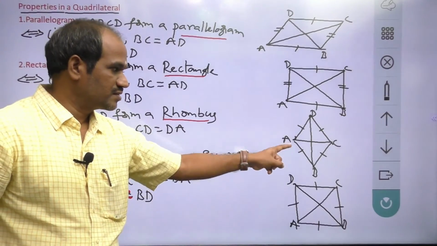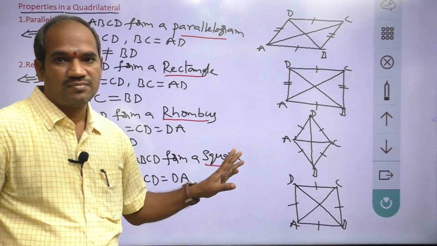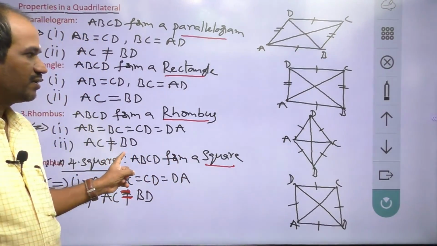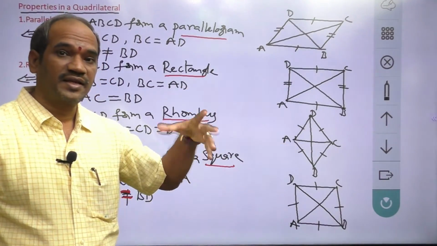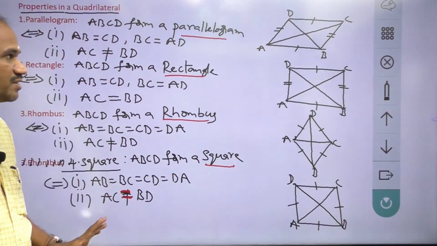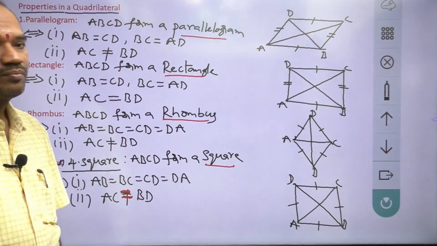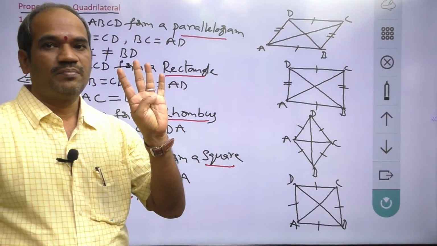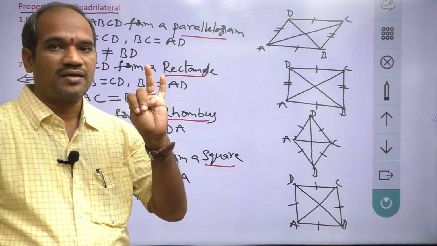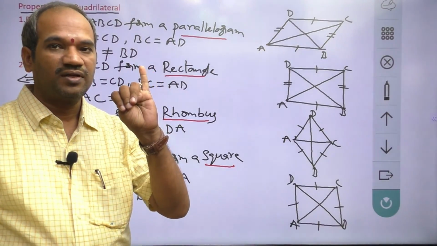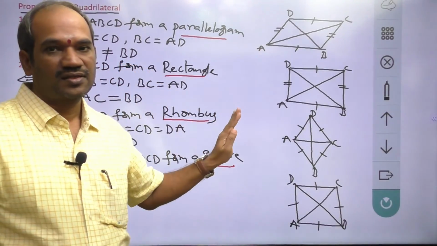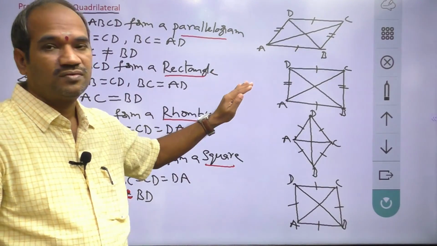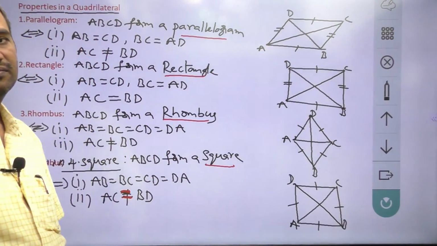In the difference between square and rhombus, the first property is the same. The second property: if the diagonals are not equal, it forms a rhombus; if the diagonals are equal, it forms a square. These are the properties of the four quadrilaterals: first the parallelogram, second the rectangle, third the rhombus, fourth the square. A question from this concept can come for 5 marks. Write it first in your rough notes.